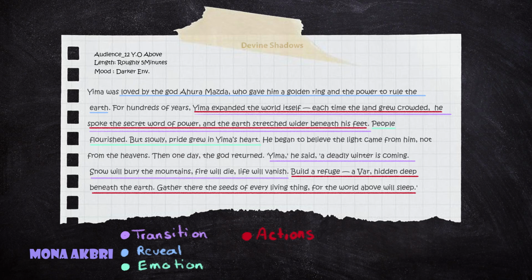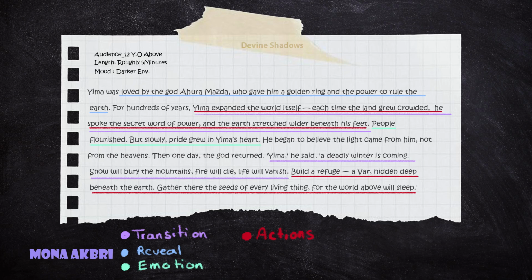So, here we have a transition. At first, it was smaller, then it gets crowded and wider. So we have a transition of a place, from a smaller place to a bigger place. And people flourished, but slowly pride grew in Yima's heart. So people flourished, this is emotion, but slowly pride grew in Yima's heart, which is emotion as well, pride.